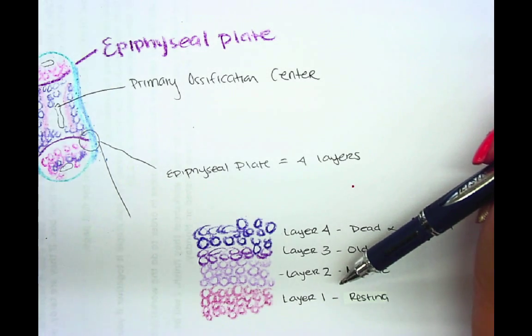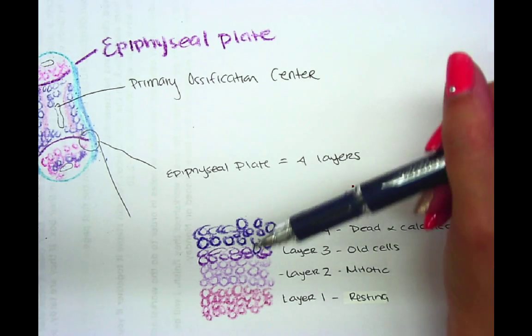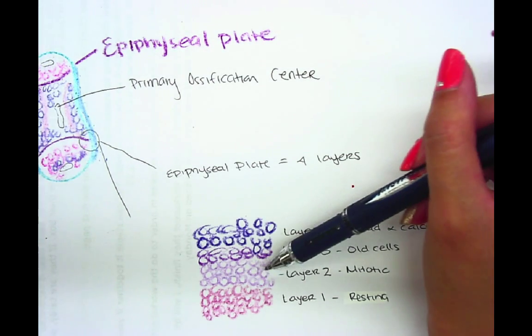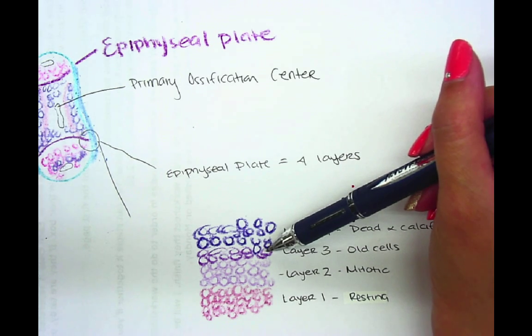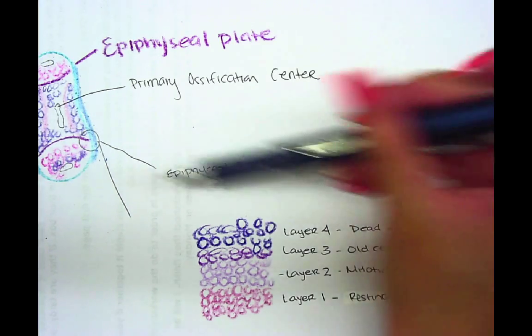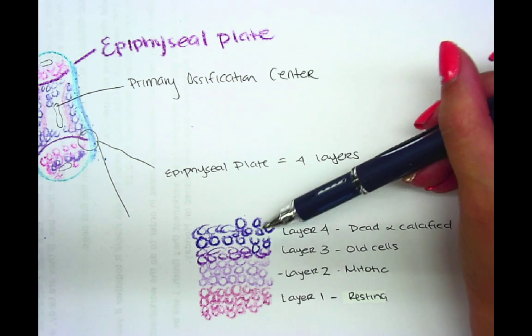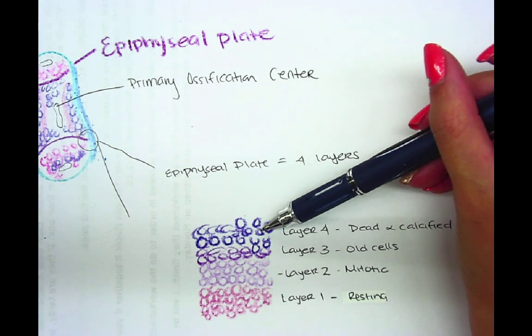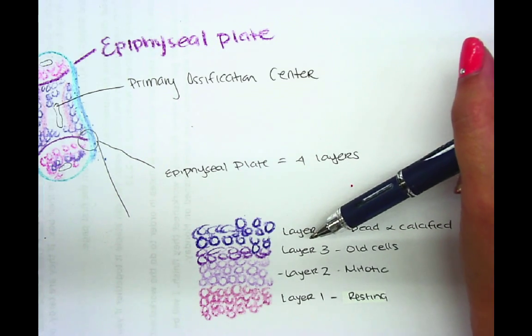Most of layer number 1 is actually just cells that are resting, and they make up the epiphysis, and that's where you're going to have bone marrow in between. The older layer 2 cells get pushed towards the diaphysis. And layer 3, mostly older cells, they're starting to die off. And then layer 4 is getting as close to the diaphysis as you possibly can. And these cells are mostly all dead, and they're nice and calcified. Remember, calcified means hardened, essentially.